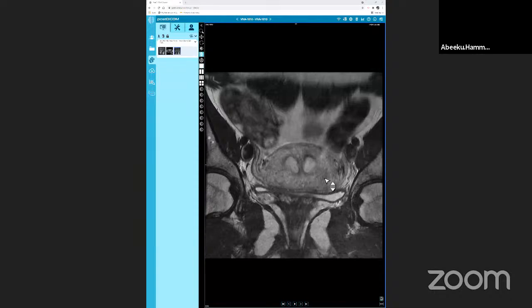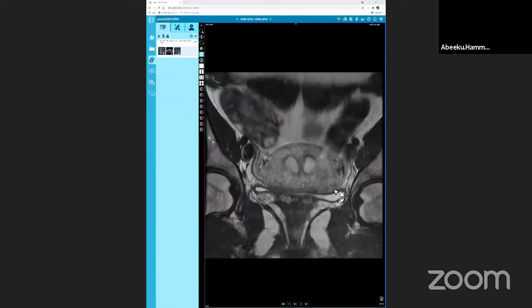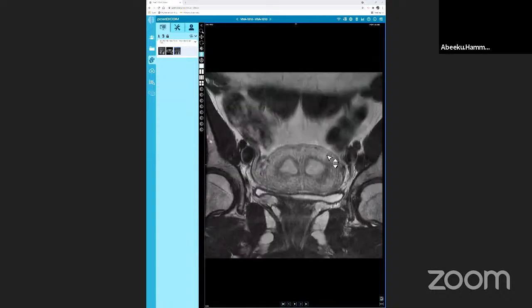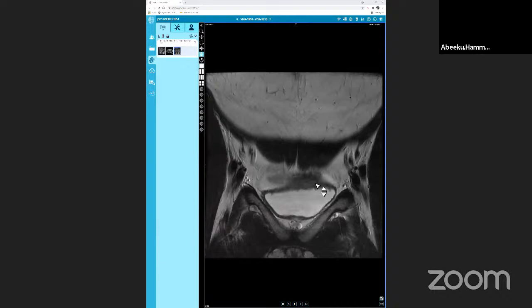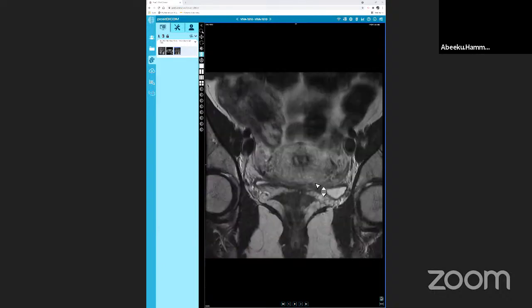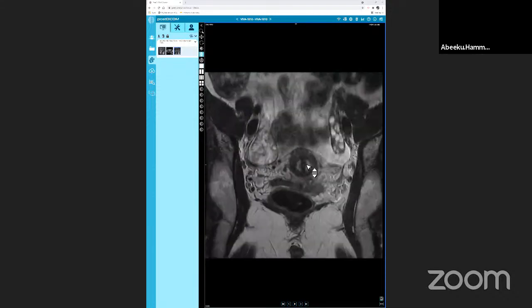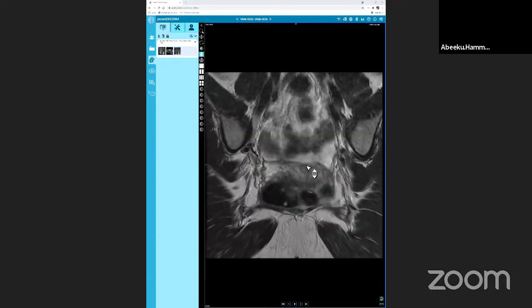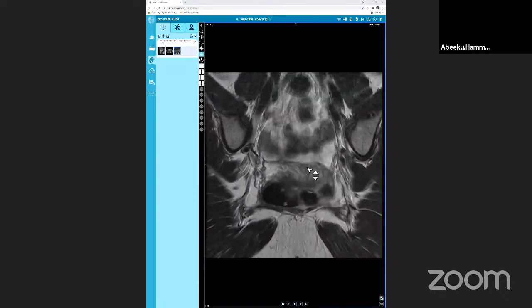Looking at the pelvic areas, there's a big enlarged uterus with, it looks like, two cavities with a fibrous septum in between in the uterus. It extends as far as, it goes beyond the cervix. The cervix also has two septa. And it looks like the upper vagina also has two, and then it comes together.